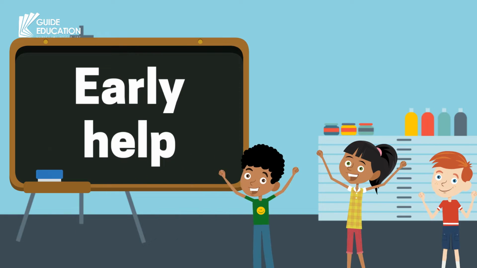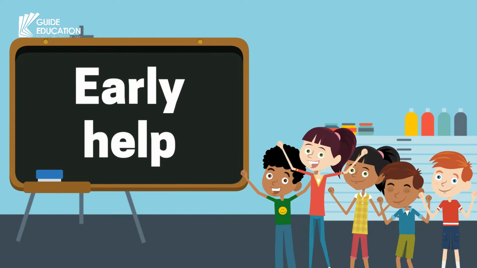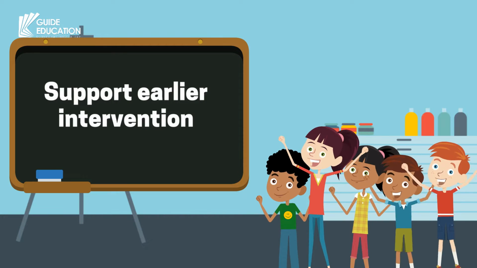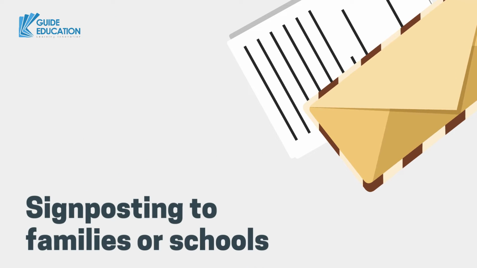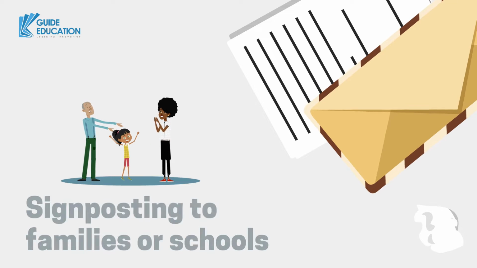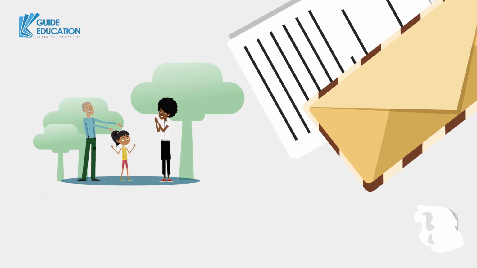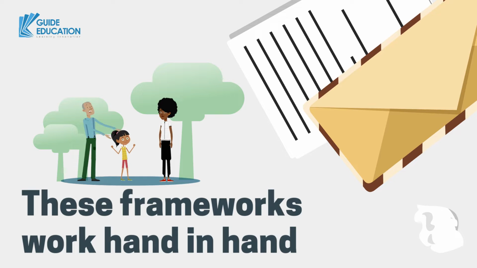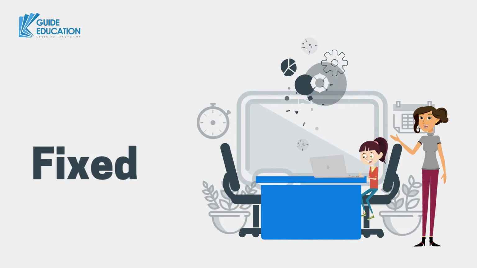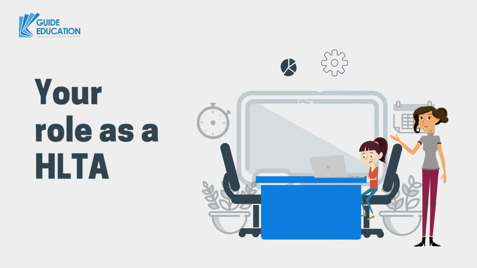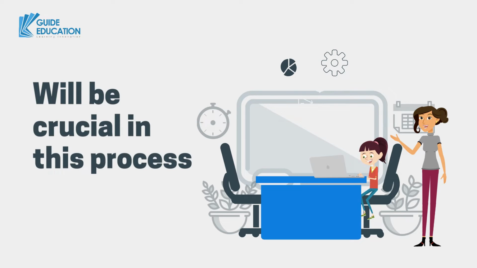This leads us to early help. Early help is an area of support that was introduced to support earlier intervention for children and families before the need for full social care support comes into play. So a lot of this includes signposting to families or schools to support a child's development or referral to social care. Both of these frameworks work hand in hand with each other and aim to have that early intervention so that children's development is caught early and can be reassessed and fixed in some ways so that the support is there throughout the child's development. Once again, your role as an HLTA and your understanding of safeguarding will be crucial in this process.